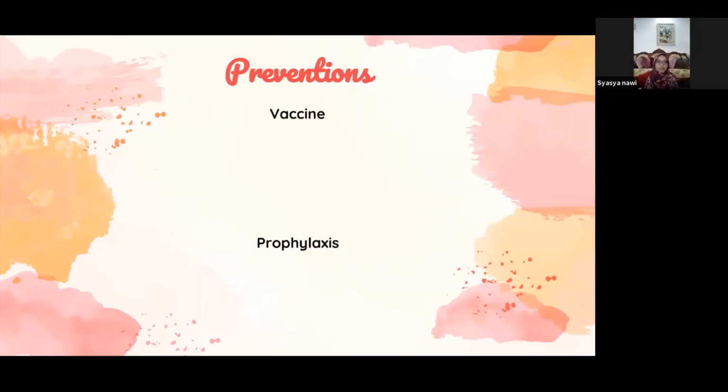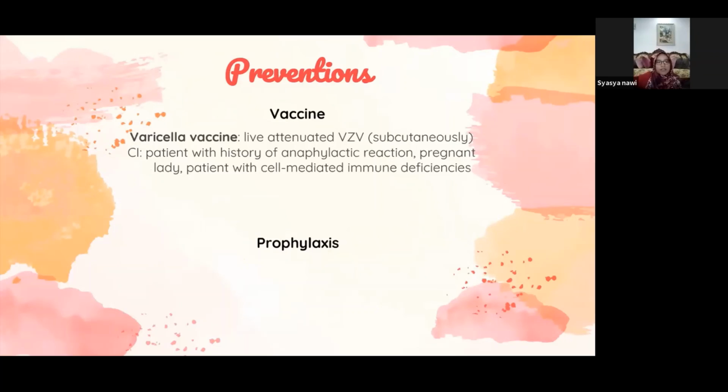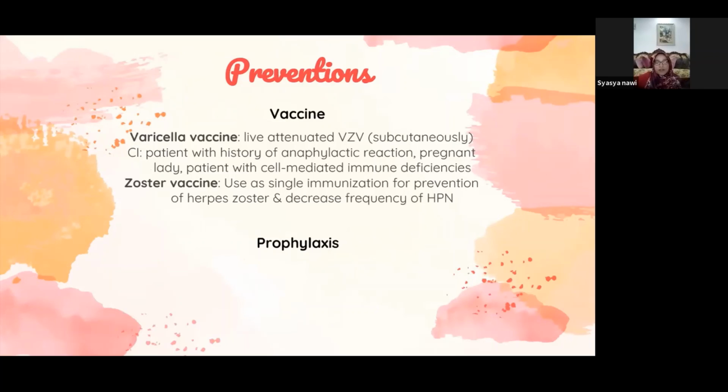Okay, so next, for the prevention, we have the varicella vaccine. Varicella vaccine consists of live attenuated varicella zoster virus that is administered subcutaneously. This vaccine is given in 2 doses.